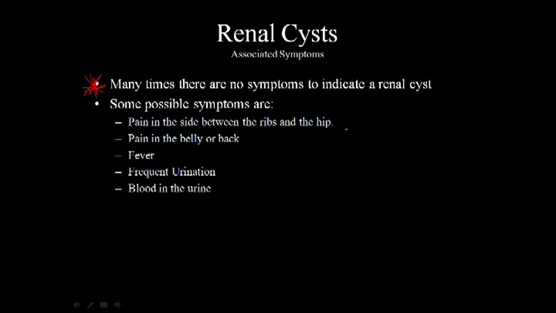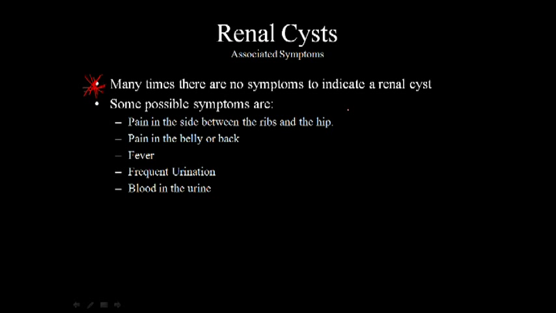Pain in the belly or back, fever, frequent urination, or blood in the urine. So frequent urination might be an inflammatory process. Blood in the urine could be a renal stone. Fever could just be any type of inflammation. Pain in the back or belly almost makes you think of an aneurysm. And pain in the side between the hips and the rib, I really don't know where that could be.